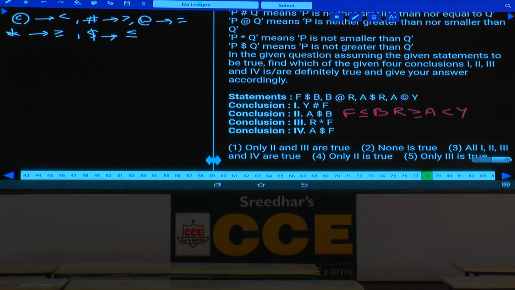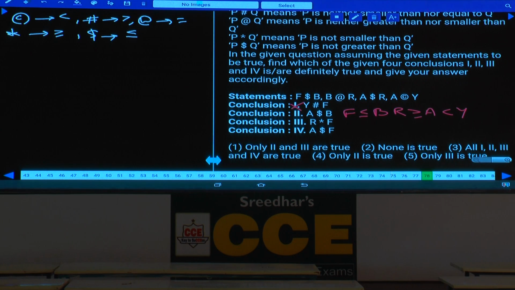Now this is the final statement. F lesser than or equals to B, and B at the rate of R is B equals to R, and A dollar R. But now we are moving from R to A. Dollar stands for lesser than or equals to, hence R is greater than or equals to A lesser than Y. Then tell me what is your answer here? Y hash. Hash stands for greater than. Y greater than F. Is there any relation between Y and F? Two opposite symbols, hence no relation between these two.